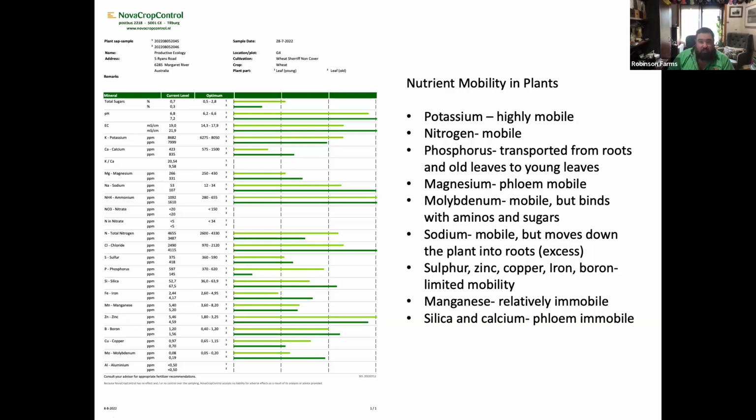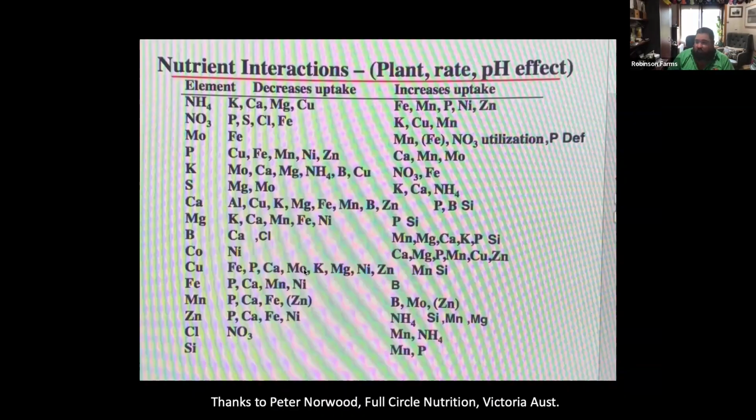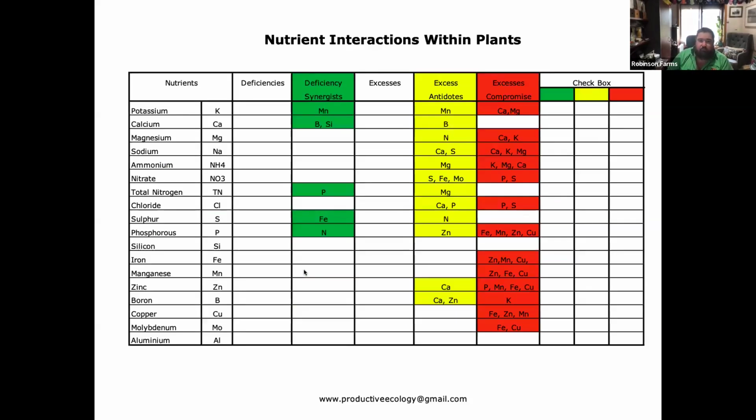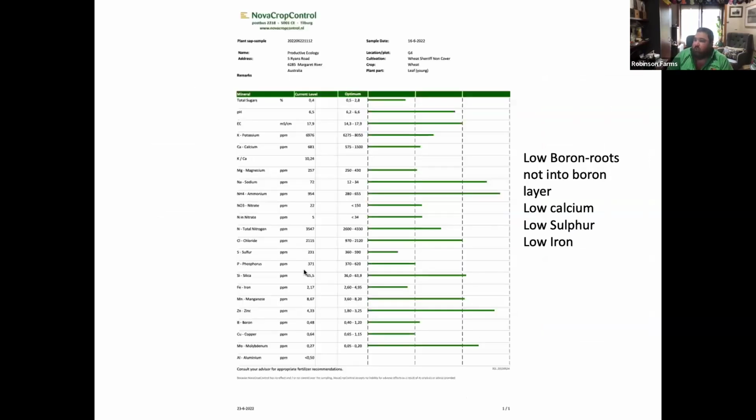So understanding nutrient movement, and Mark showed these before. This is from Peter Norwood. So understanding nutrient reactions and how they work, but also nutrient roles in the plant as well. So really understanding that, and then understanding the nutrient interactions between the other ones. Those are really important to understand before you start doing your SAP testing. So then we start doing our SAP testing and we start getting results.